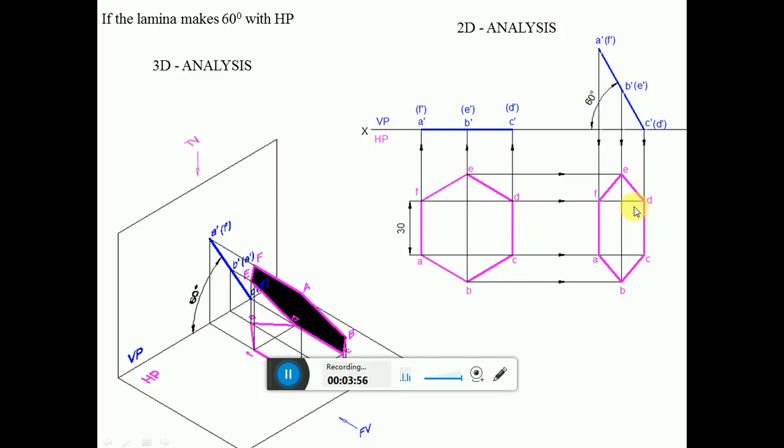So now the surface is inclined to HP and perpendicular to VP. That is the reason why you are getting a line.